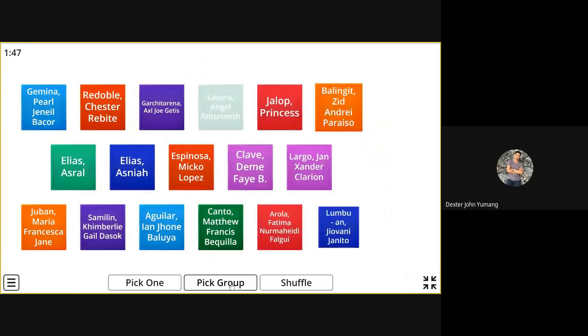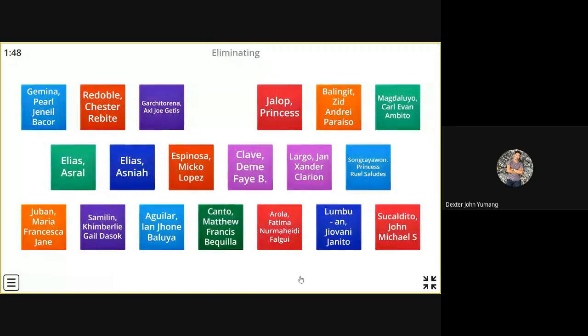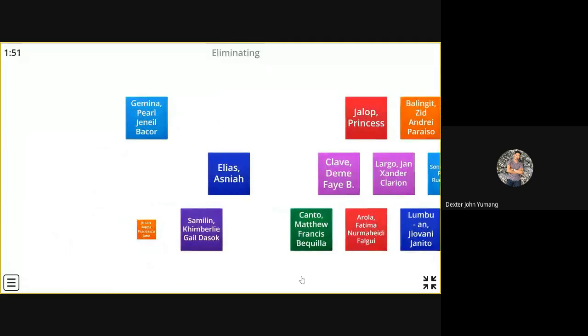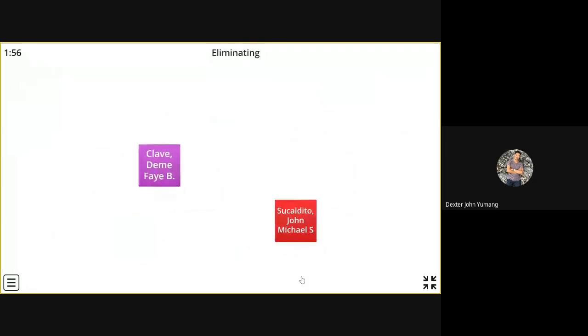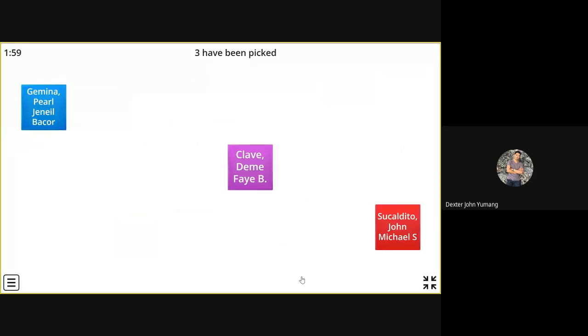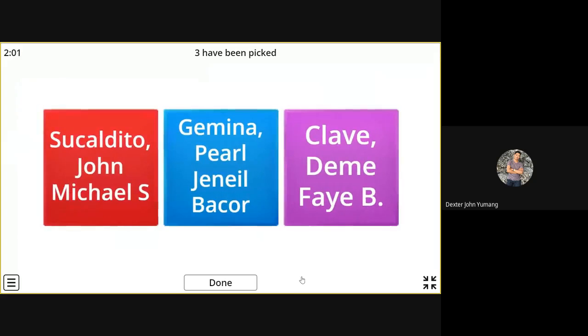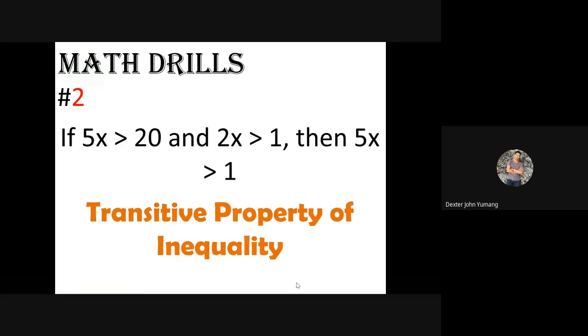So we are going to pick a group of 3. Okay, we have Pearl, Demi Faye, and John Michael. I think walang kasama si Pearl. Si Pearl lang andito. Tama ba? Okay, are you ready, Pearl? Okay, si Pearl lang talaga andito. Si Demi Faye, parang nawala. Ayun, dyan si Demi Faye nakapasok. Okay, here's your question. Number 3.